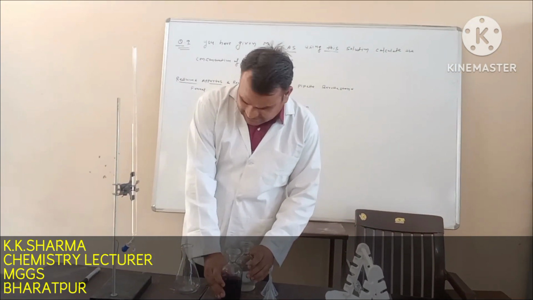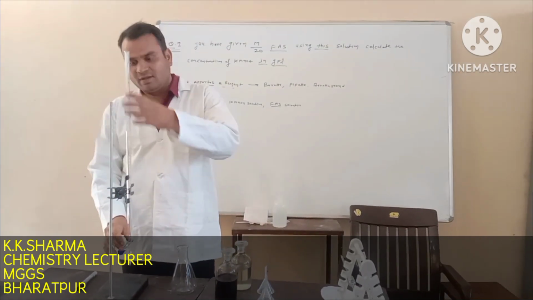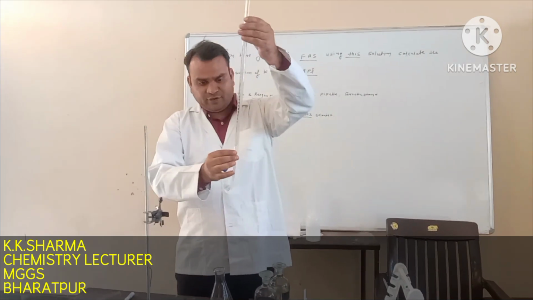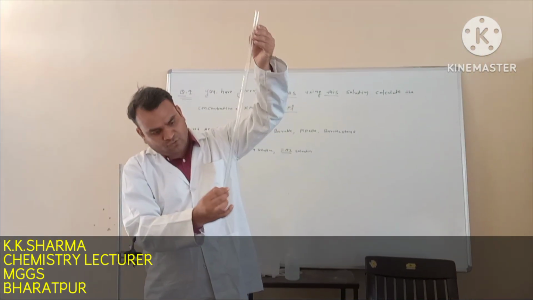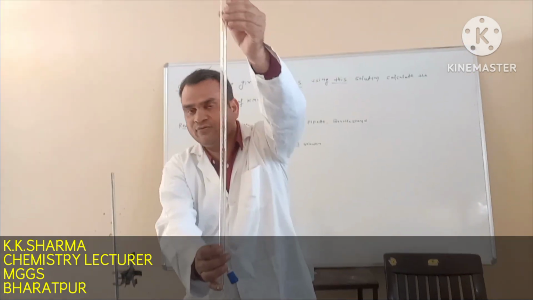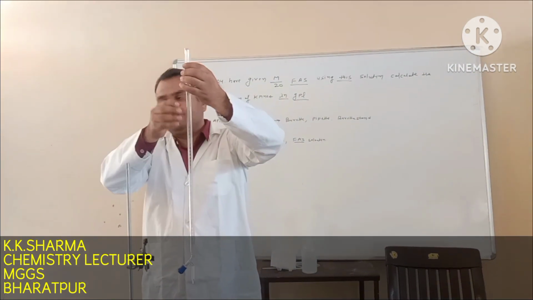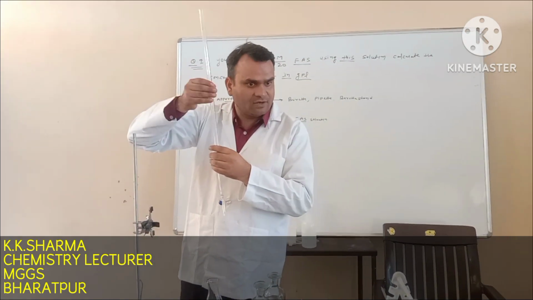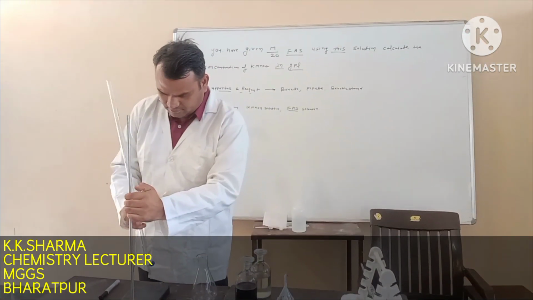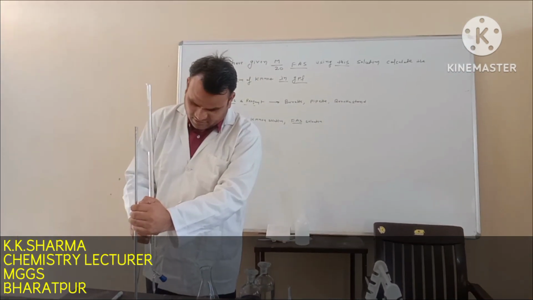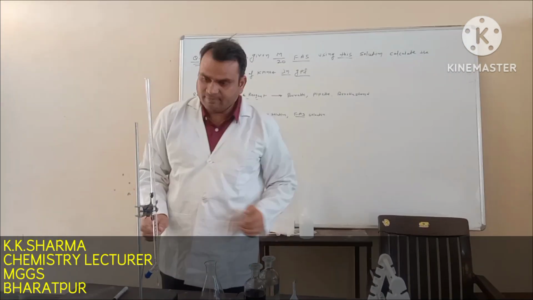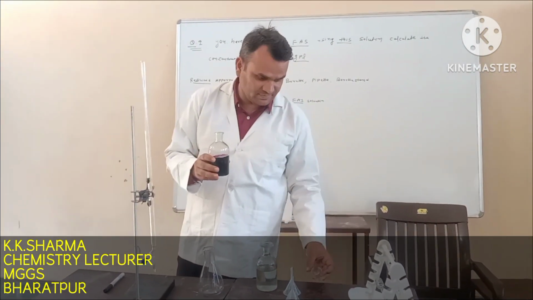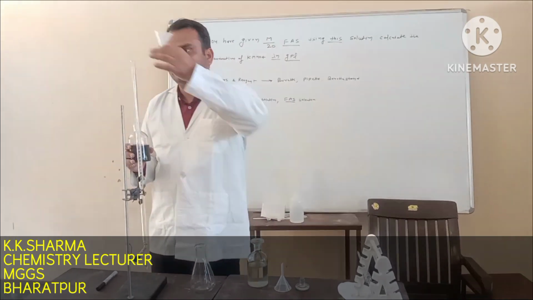For this exercise, we have a burette. This is the burette. In the burette, there is a marking from 0 ml to 50 ml. The secondary reagent, whose concentration we want to calculate, is filled in the burette. First of all, we fill the burette with KMnO4 using a funnel, because I want to calculate the concentration of the KMnO4 in GPL.